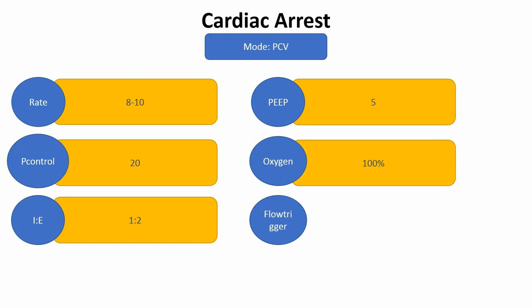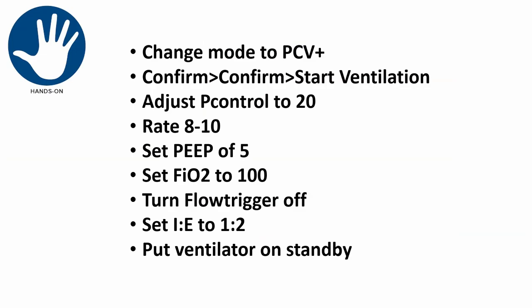Your flow trigger, we talked a little bit about that, and that's what you change to increase or decrease the sensitivity and make it harder or easier for the patient to trigger the vent. We're going to turn that off, and I think that this is preset on our vent, but it's something that you need to check and make sure that the flow trigger is off. Because the problem is, if the flow trigger is not off and it's low, then compressions can actually trigger the ventilator. So if you are doing CPR at a rate of 100, you could be giving 100 breaths a minute.